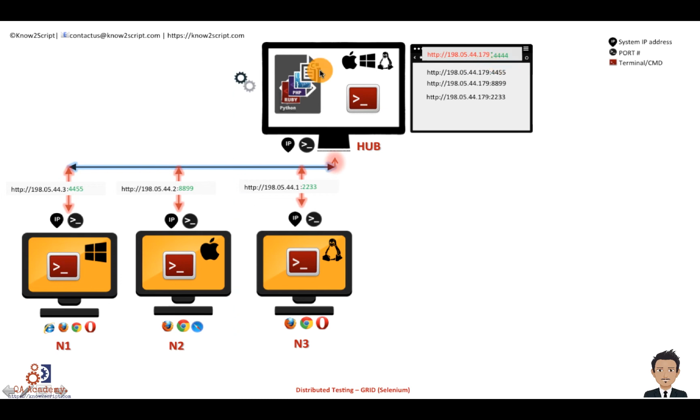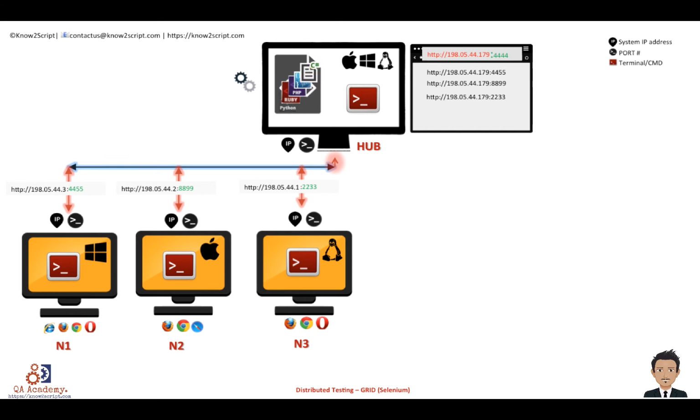The moment I start executing my Selenium scripts, the hub, or the Selenium grid server, will understand the WebDriver code, and according to the desired capabilities and the node configurations, the hub will redirect those WebDriver commands to the respective nodes on the respective computers. For example, if your script says open the Safari browser, then the hub will understand that it should send it to node N2, because N2 is configured with the Safari browser and it is on the Mac system. These kinds of capabilities you need to mention in your Selenium script through the desired capabilities feature.